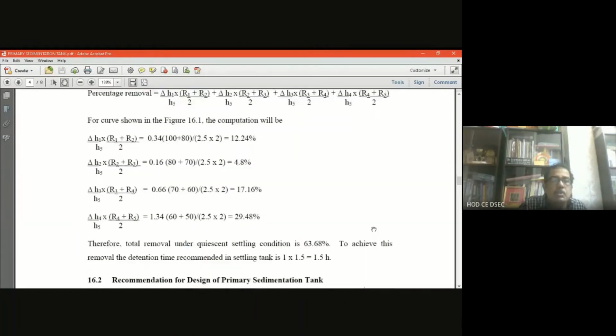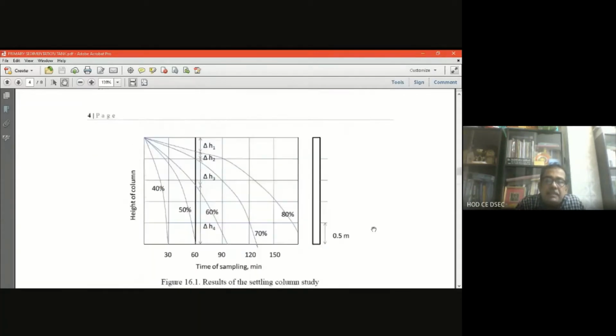So for the total removal, just add the values: 12.24 plus 4.8 plus 17.16 plus 29.48. If you add these, the total removal under this quiescent condition is 63.68%.